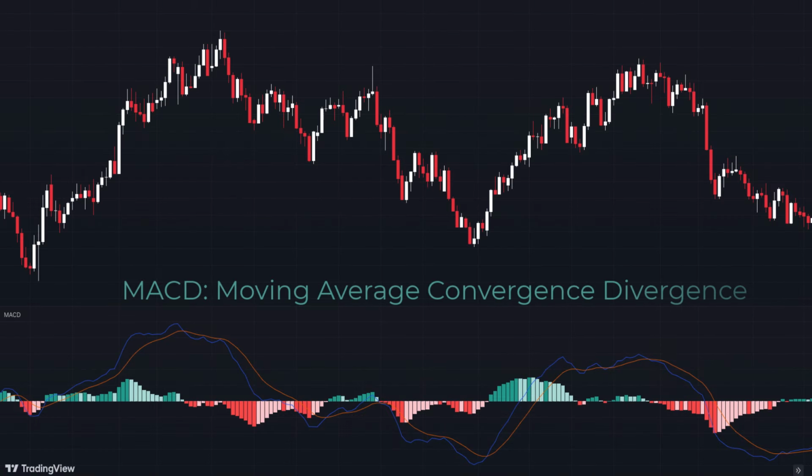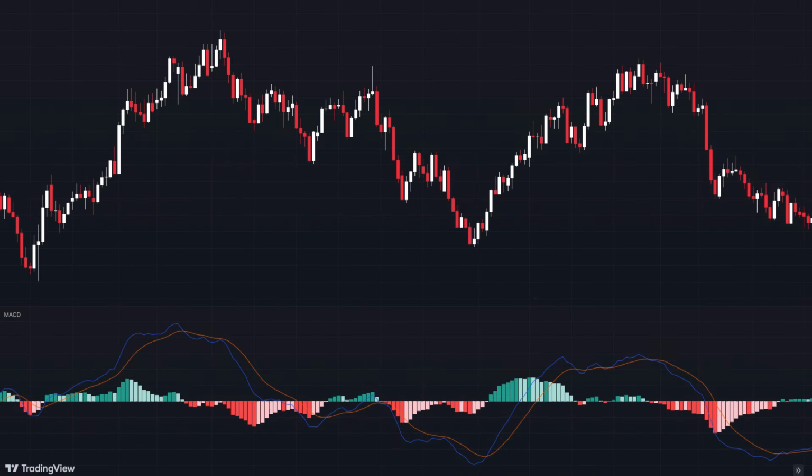The MACD, Moving Average Convergence Divergence, is a commonly used technical analysis indicator in stock, Forex, and other financial markets. It consists of three main elements: the MACD line, the signal line, and the histogram. But how does it work?